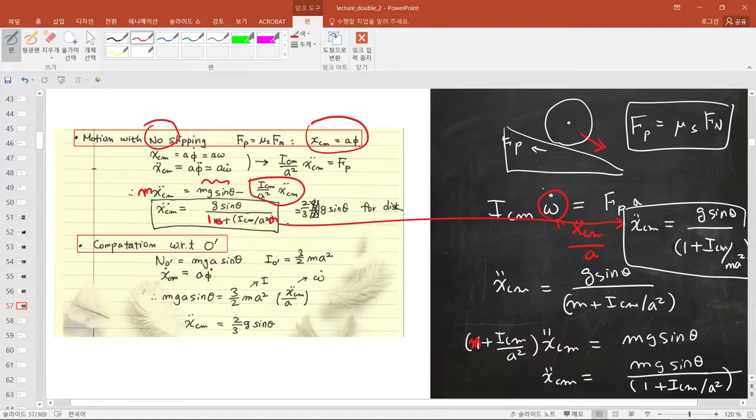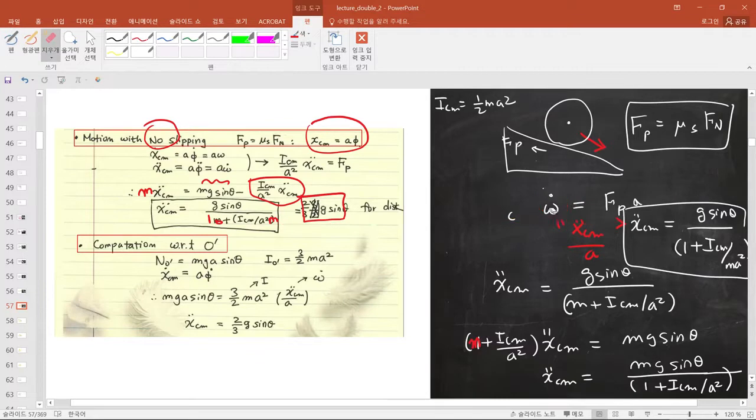Okay. For example, if this is a disk, then we know that I center of mass is 1/2 m a squared. So it gives 1 plus 1/2, which gives you 3/2. So it's 2/3 g sine theta for a disk. Okay.